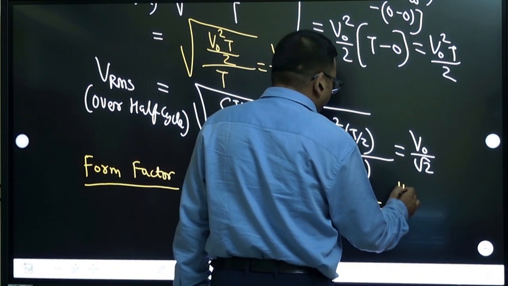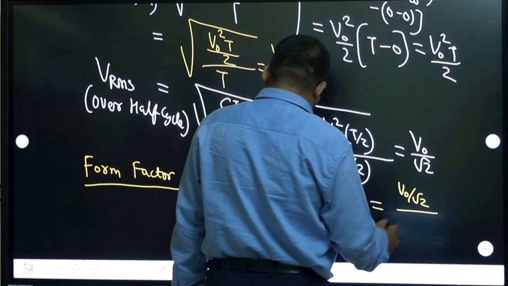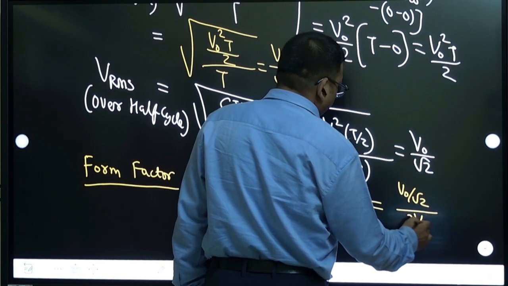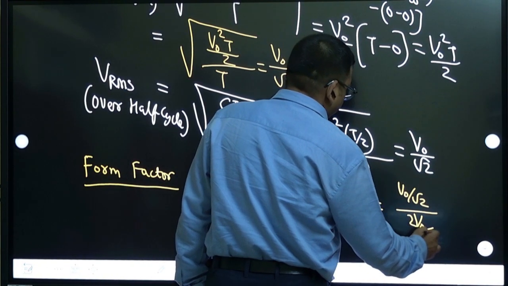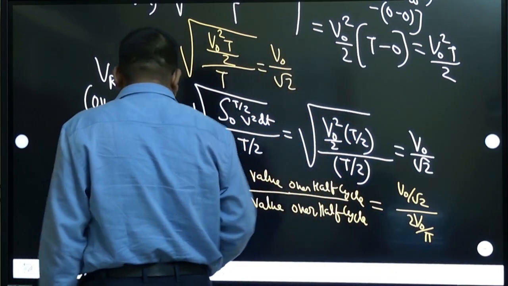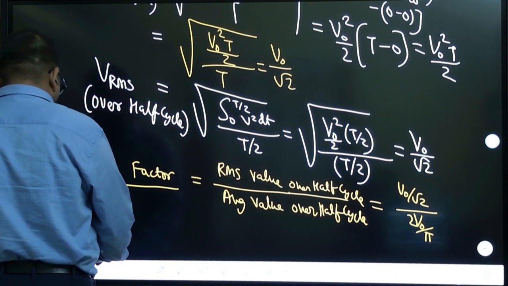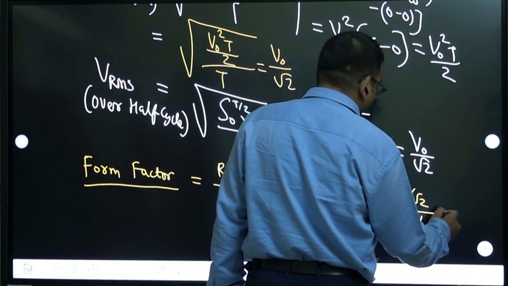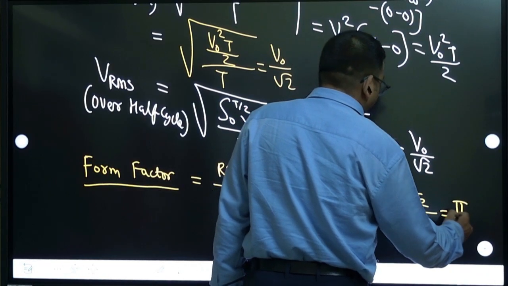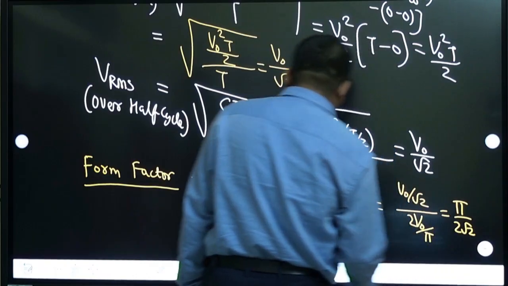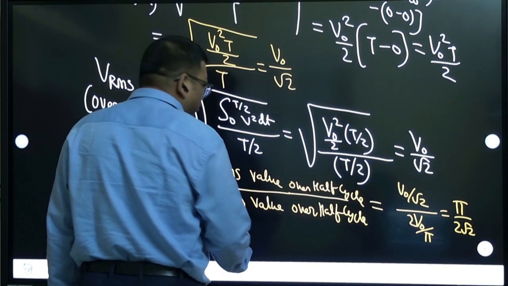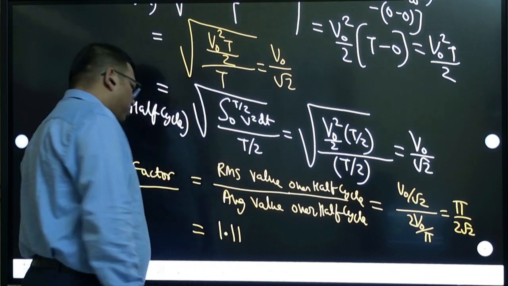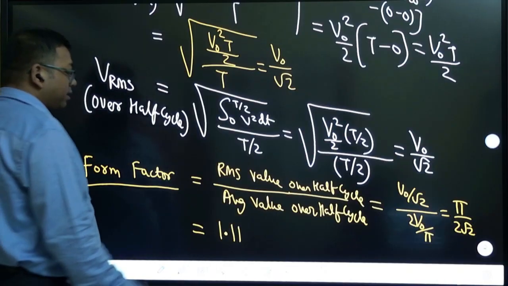RMS is V naught by root 2, and this average is what? 2 V naught by pi, right? So how much this will come? Tell me. How much this comes when you calculate this ratio? Pi by 2 root 2. Approximately, I think, how much it comes? 1.11, right? This remember.